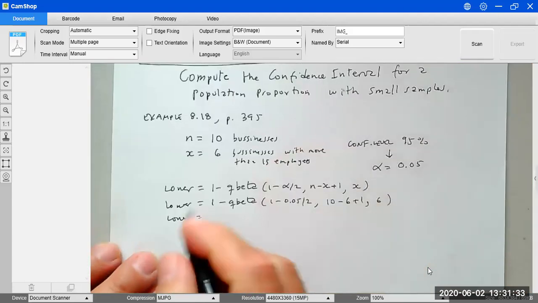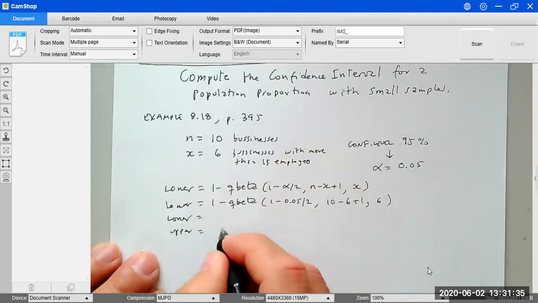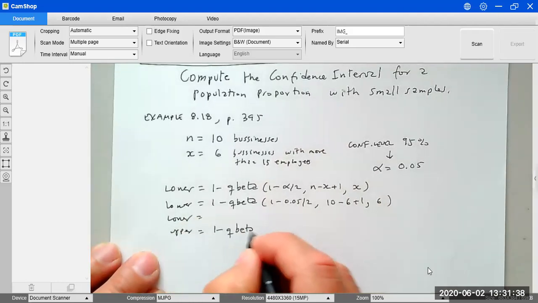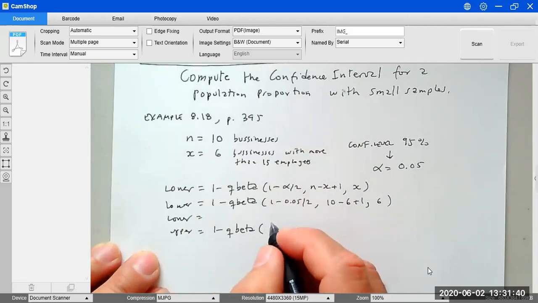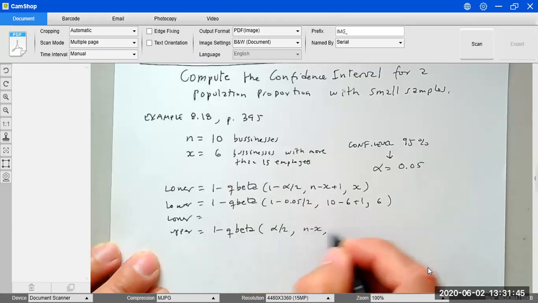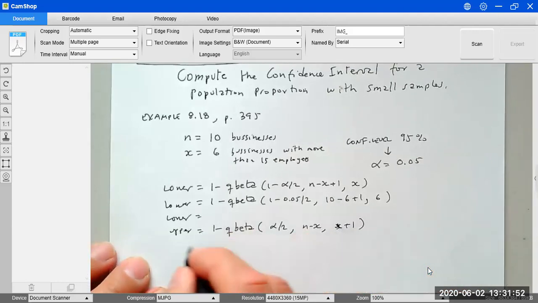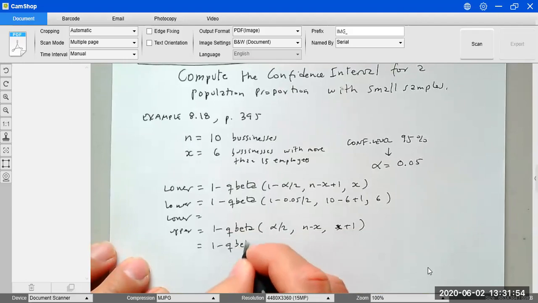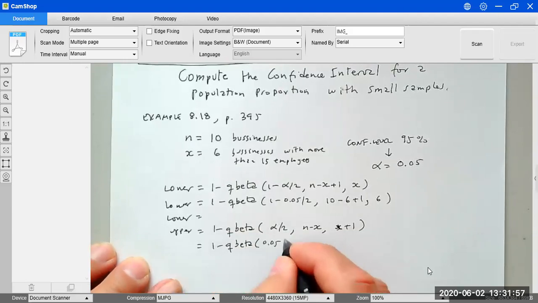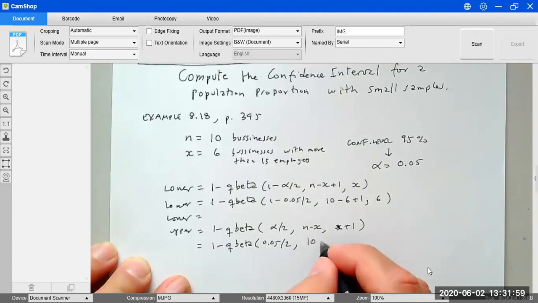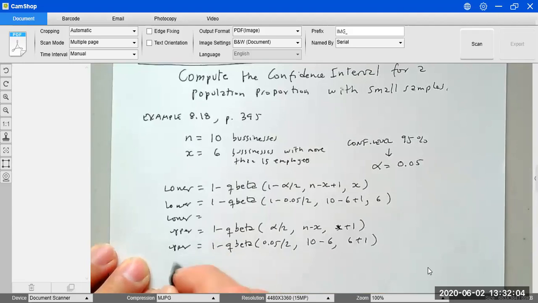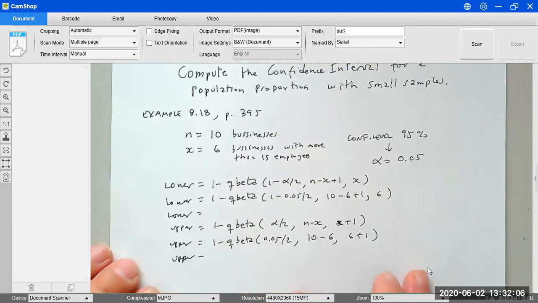Now the upper limit, we're going to compute with the same formula that we used before. It's going to be 1 minus q beta of alpha over 2, n minus x, x plus 1, and the values that we're going to use are 0.05 over 2, comma 10 minus 6 and 6 plus 1. So this is how we get the upper limit.